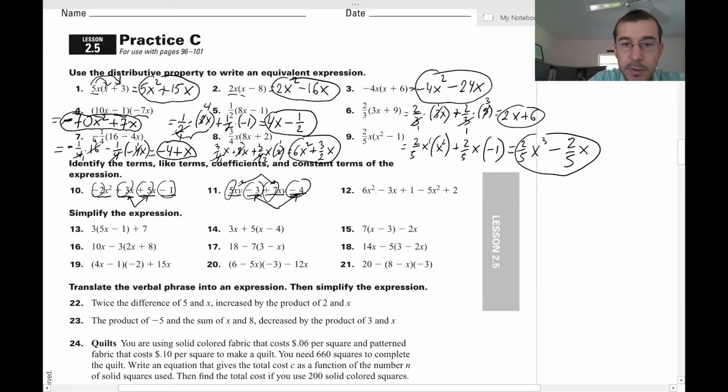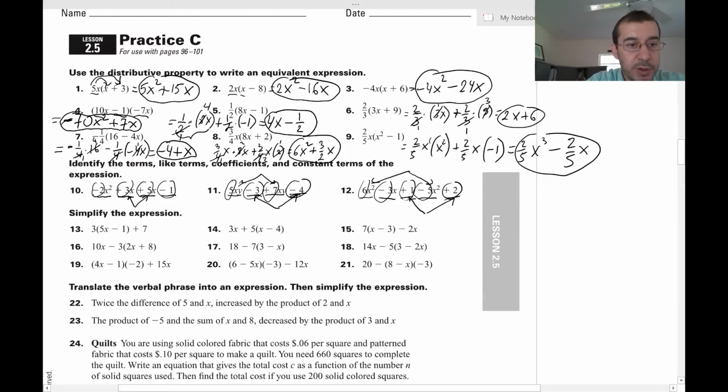Number 12, the terms are 6x squared minus 3x plus 1 minus 5x squared plus 2. Like terms are 6x squared and minus 5x squared, plus 1 and plus 2. Coefficients are 6, minus 3, minus 5. And constant terms plus 1 and plus 2.